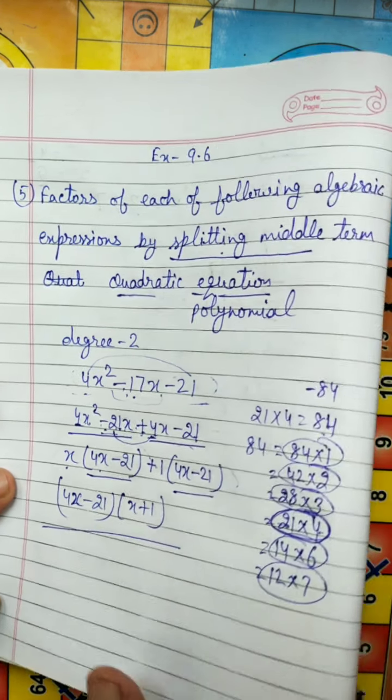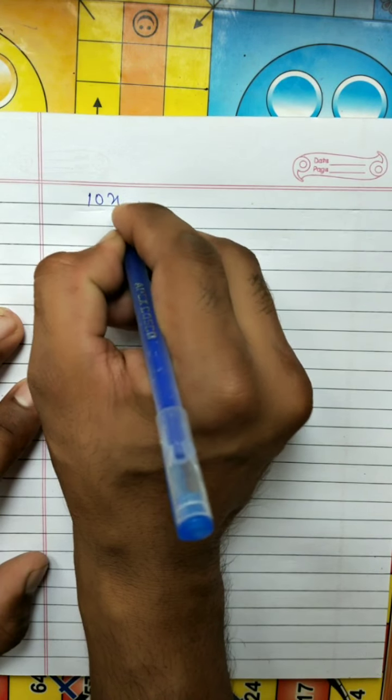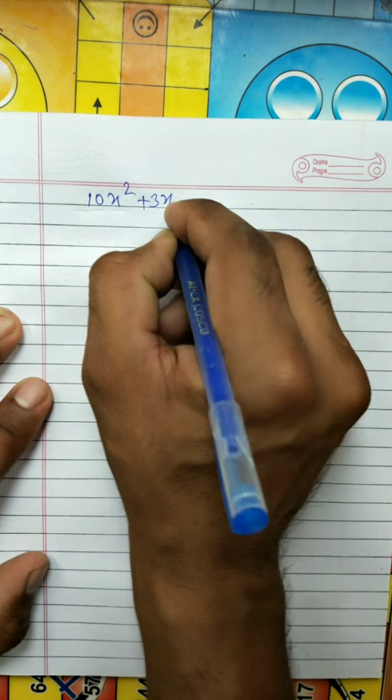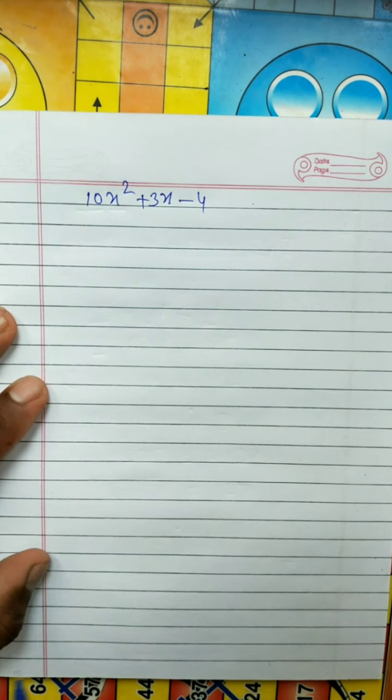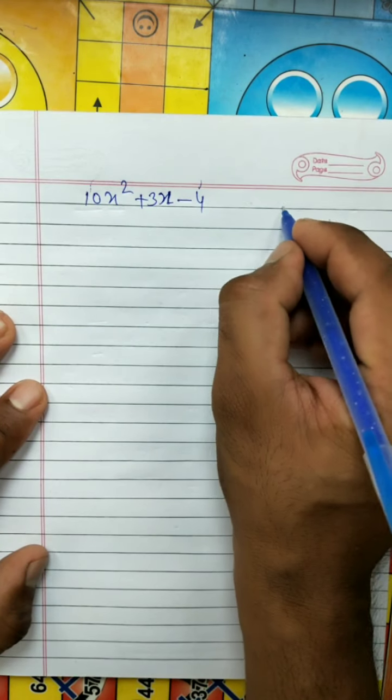One more example, let us cover this with one more example. That is the second question we are taking. 10x square plus 3x minus 4, that is given. So what we need to do is we need to split 3x in such a way, 10 into 4, minus 40.